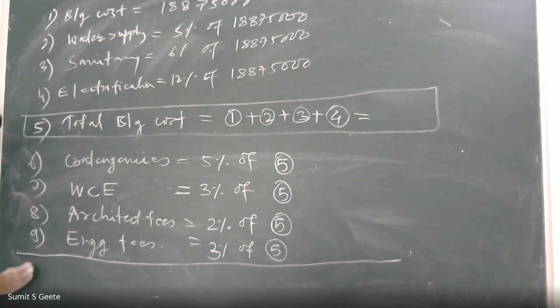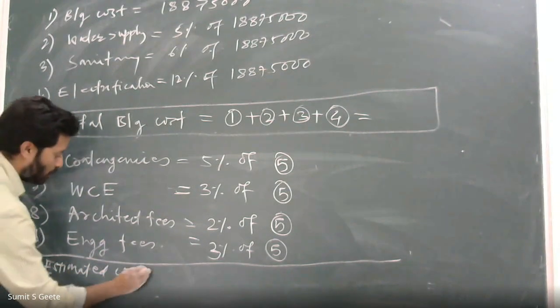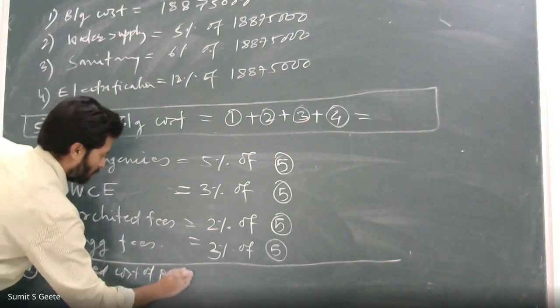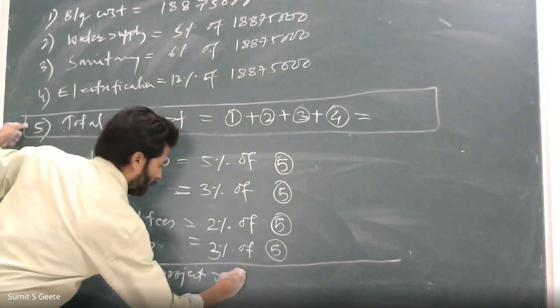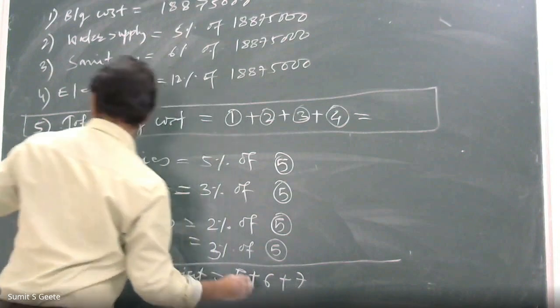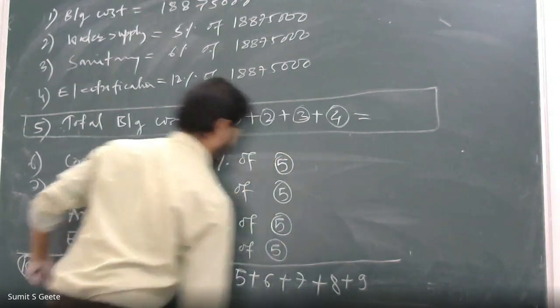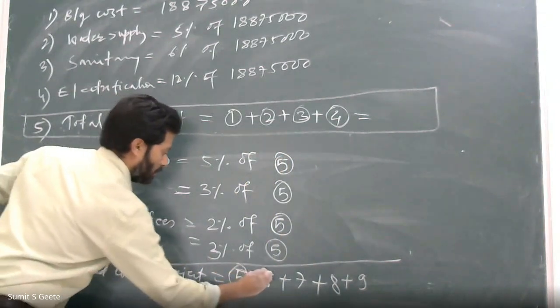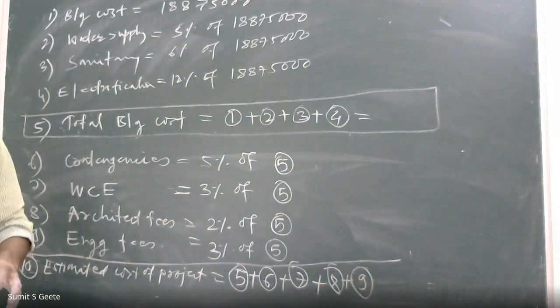So therefore, total project cost estimated, that is number 10. Estimated cost of project is nothing but 5, that is total building cost, plus 6, that is contingencies, plus 7 work charge establishment, plus 8 architect fees, plus 9 engineer fees. So this is fine.